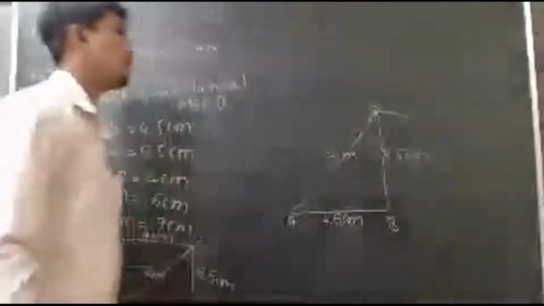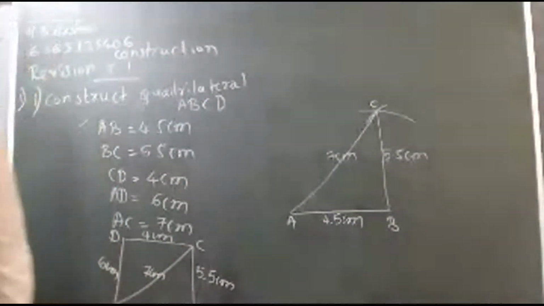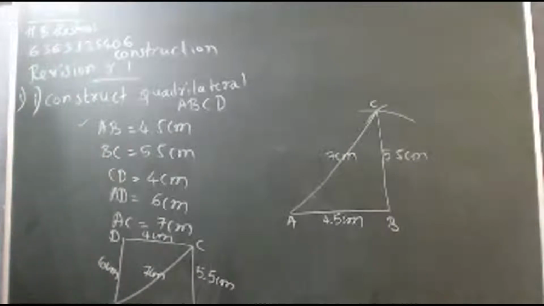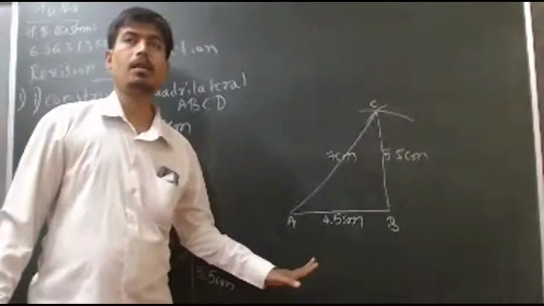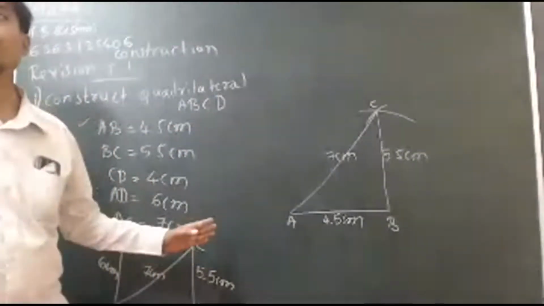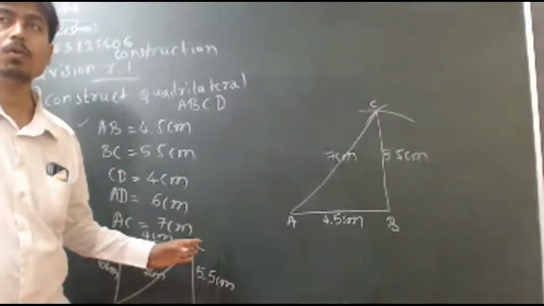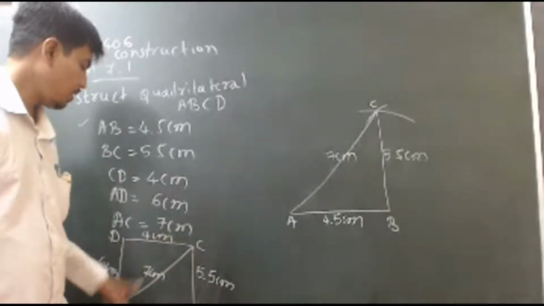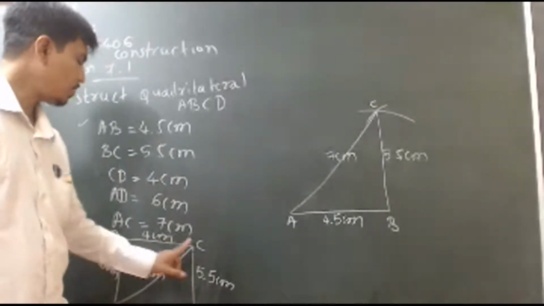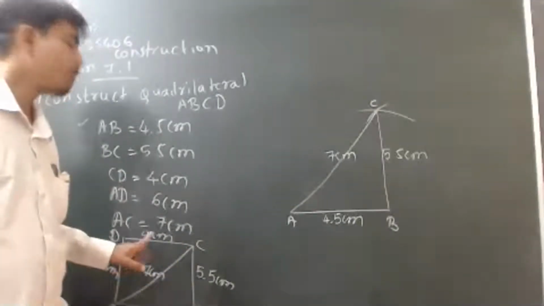You have learnt in your 7th standard, 6th standard and 5th standard how to draw the triangle. But this is not now a triangle. Now it is a quadrilateral. What is the further information we are going to follow? After this we will follow AD. AD how many centimeter? 6 centimeter. CD should be 4 centimeter.